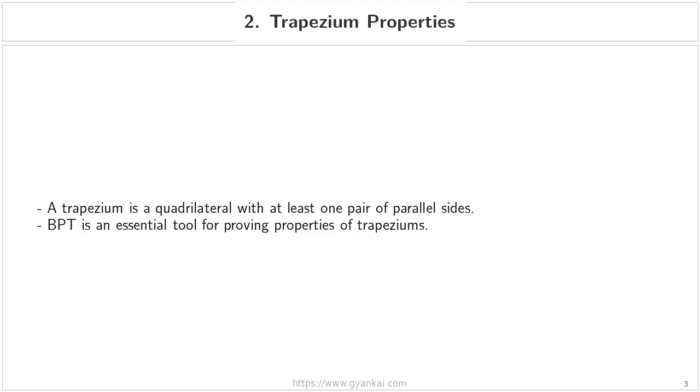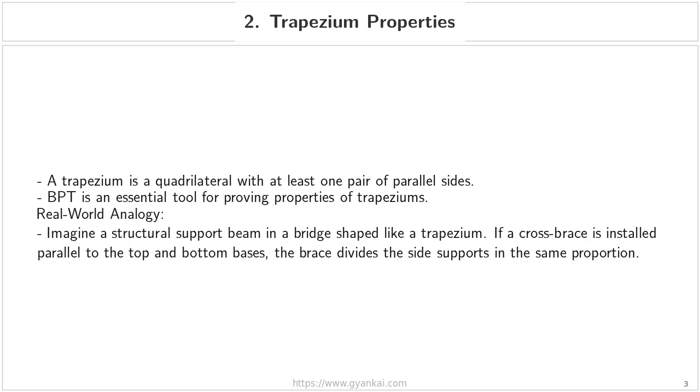2. Trapezium properties. First, let's refresh our definition. A trapezium is simply a quadrilateral that has at least one pair of parallel sides. Because of this parallel structure, the Basic Proportionality Theorem, or BPT, becomes an essential tool for proving various properties within these shapes. To help you visualize why this matters, think about a real-world analogy.